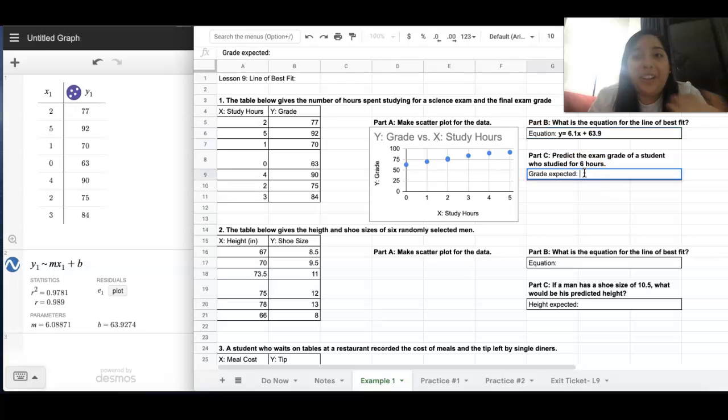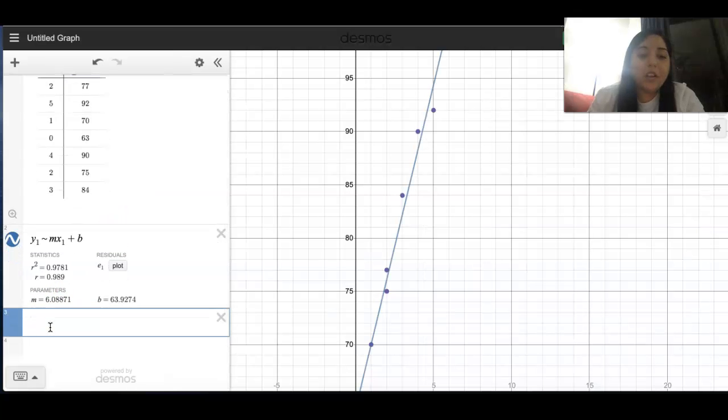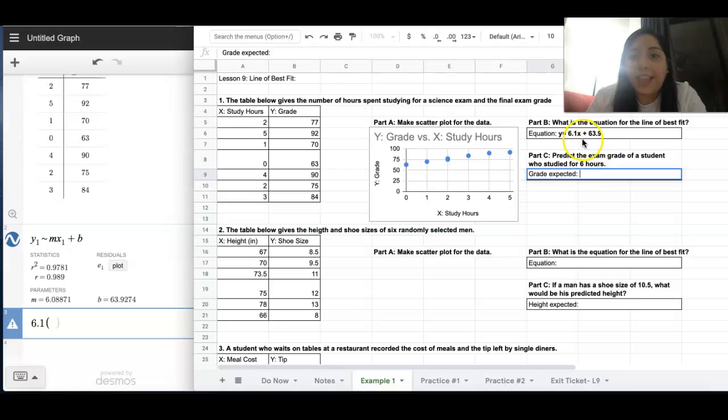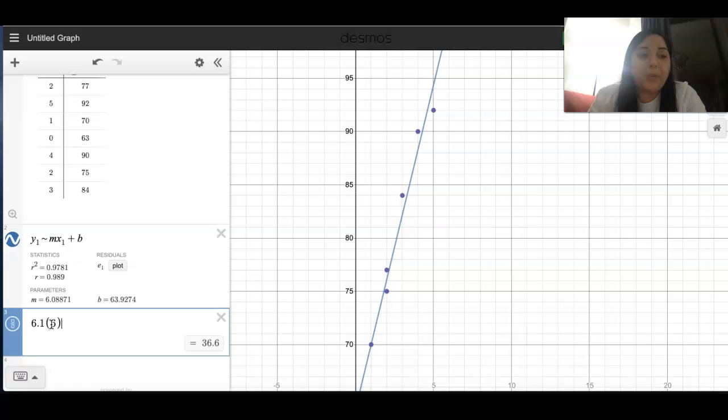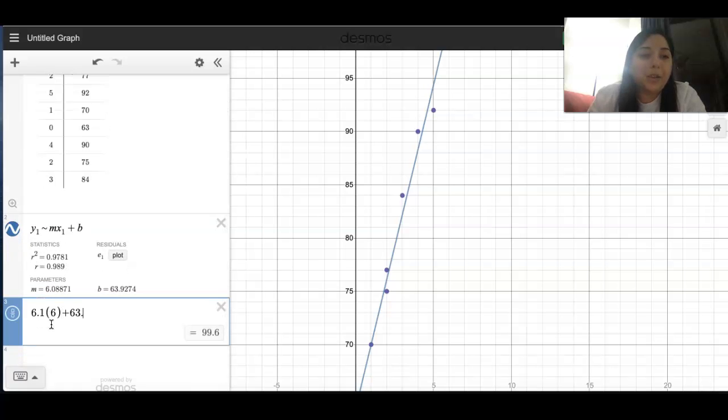Now, part C, they're doing a little bit more here. You have to predict the exam grade of a student who studied for 6 hours. Remember, x represents the hours studied and y represents the grade. So this equation is going to help us predict what that student's grade would be if they studied 6 hours, following this scatter plot. Back in Desmos, it would be 6.1 times 6, since 6 represents the x, plus 63.9, which means this student would have made 100.5.